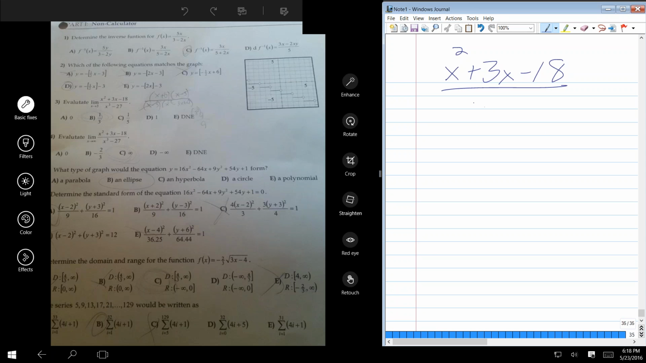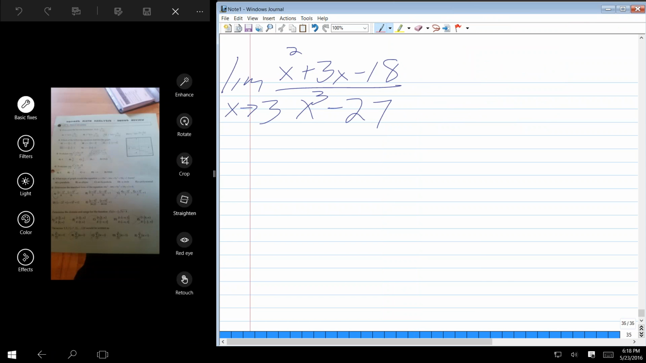This limit, if I plug in directly, is going to be 0 over 0. Bottom is 0, the top is 9 plus 9 minus 18, so the top is 0 also. So what's the solution? Wouldn't it be, don't you have to factor out? No, you're right. Factoring is the primary way to solve these.